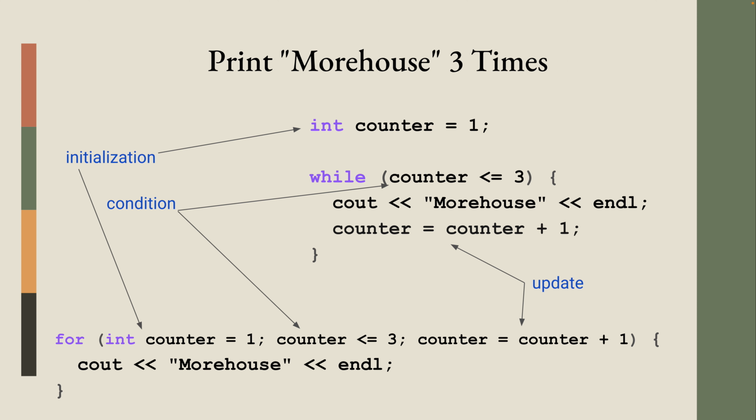So note, in both of these examples, the code is going to run 3 times. We're going to print out Morehouse 3 times. So both code segments do the exact same thing.